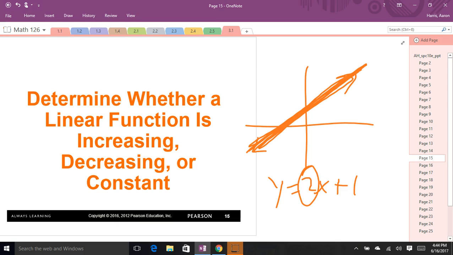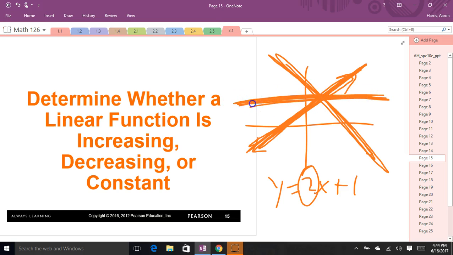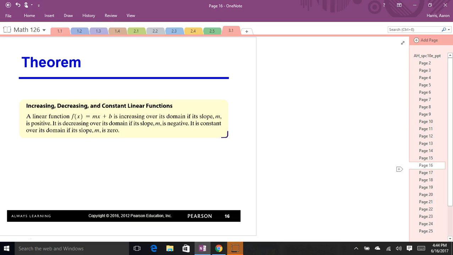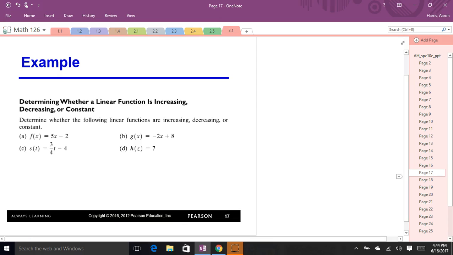Whereas if you have a negative slope, now you're decreasing. Okay. And finally, if you have a line like y equals 3, where your slope is 0, that would be a situation where you're constant. Okay, so the slope is the big giveaway on those for linear functions, whether it's increasing, decreasing, or constant.